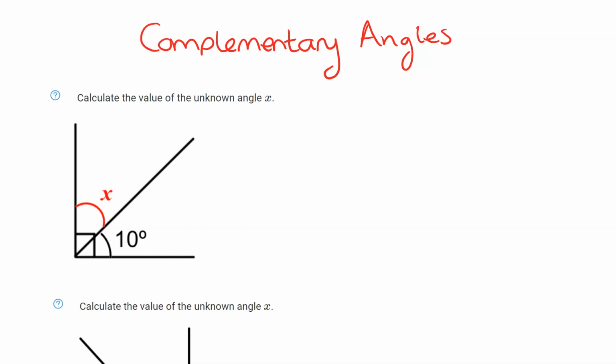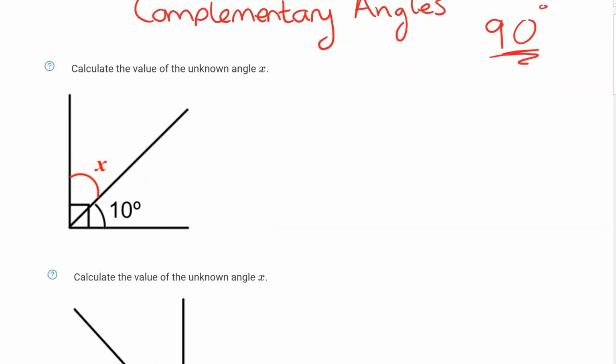So all a complementary angle is, is a 90-degree angle. In all of these you are aiming to make them add up to 90 degrees. For example, this first one here, that box in the corner just means it's got to be 90. I've got 10 on this side, so what needs to go on that side to make 90? In other words, what's 90 take away 10? It's 80. So x is 80 degrees.